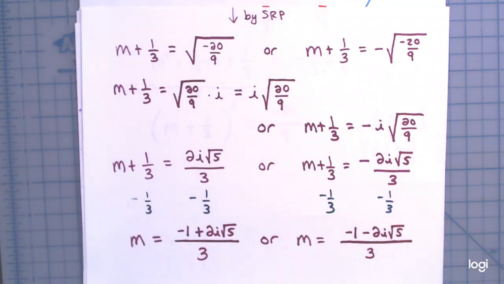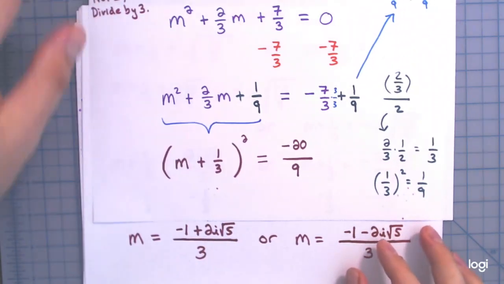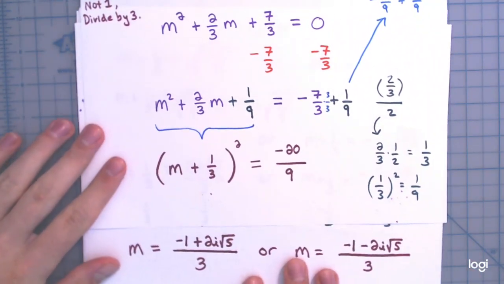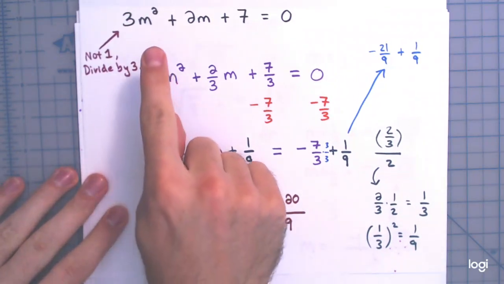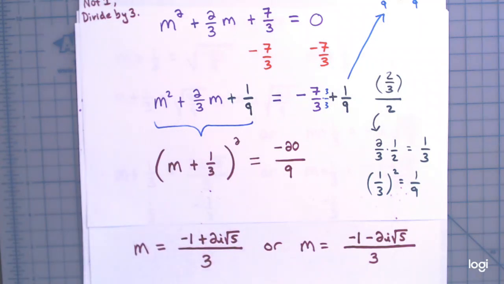Alright. Now checking this is a bit more difficult. Now you can do it by hand. Right? I can plug these numbers into my original equation, which was way up here. 3m squared plus 2m plus 7 equals 0. I can plug one of these in for m and multiply it out and do all sorts of foiling, and also remember, whenever you see i squared, that's -1. So you could do that by hand and see that indeed these are both good.